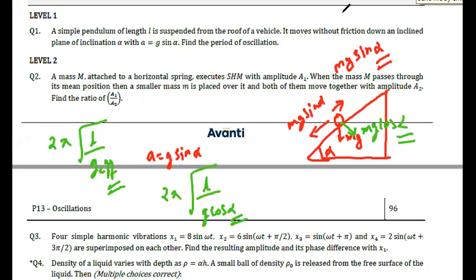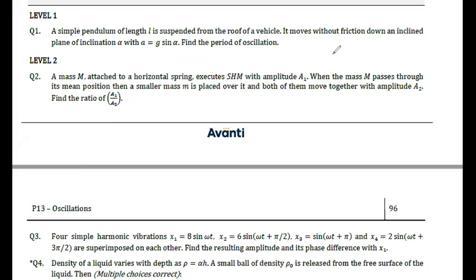Okay. Now, let's see question number 2. A mass M attached to a horizontal spring executes SHM with amplitude A1. When the mass M passes through its mean position, a smaller mass m is placed over it and both of them move together with amplitude A2. Find A1 by A2.